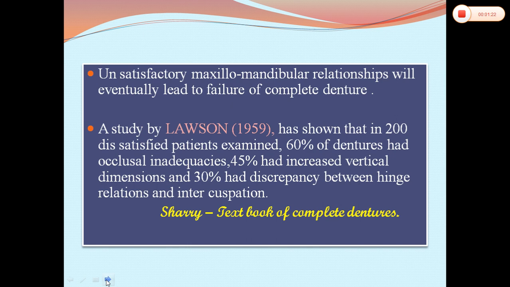Unsatisfactory maxillomandibular relationship will eventually lead to failure of complete denture. A study by Lawson in 1959 has shown that in 200 dissatisfied patients examined, 60% of dentures had occlusal inadequacies, 45% had increased vertical dimension, and 30% had discrepancy between hinge relations and their cuspation.